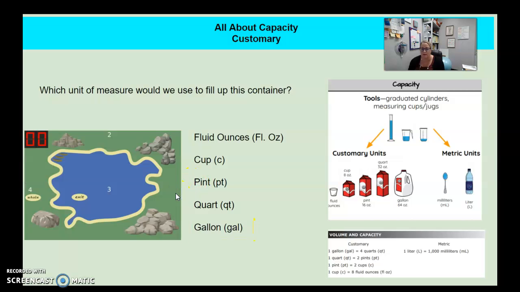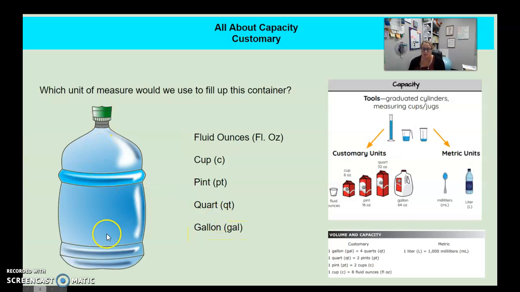Okay, what about a pond? So I'm playing a game and they have this pond, and it makes me wonder, how much water is in that pond? So would I use fluid ounces, cups, pints, quarts, or gallons? Yeah, just like the pool, I'm going to use gallons because it's a bigger body of water, and so I want to use my biggest unit of measurement.